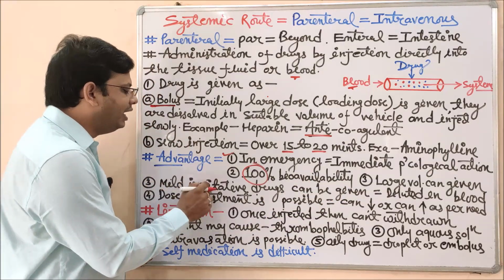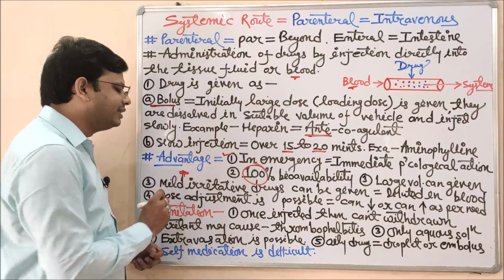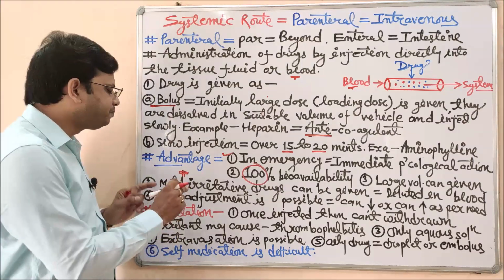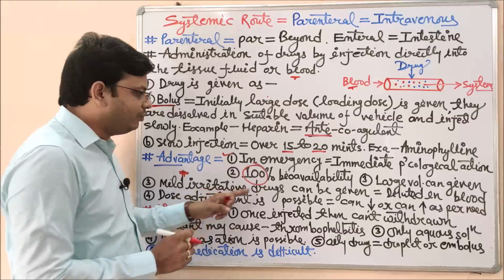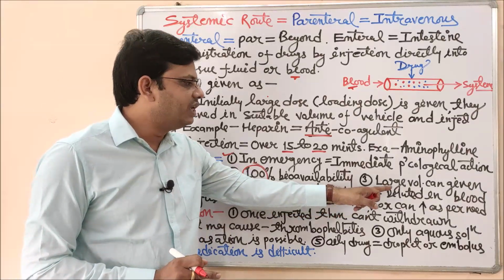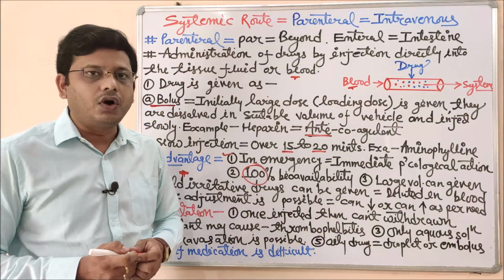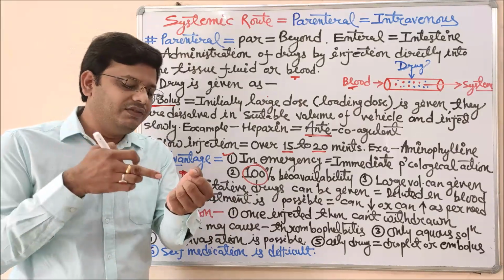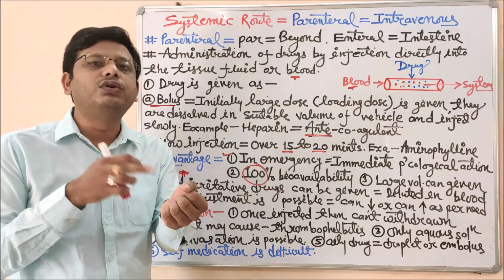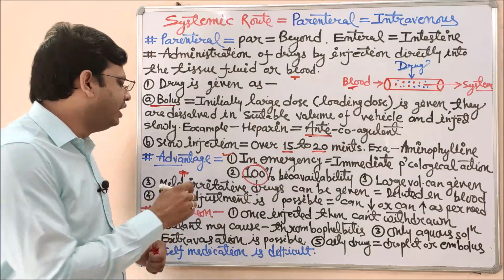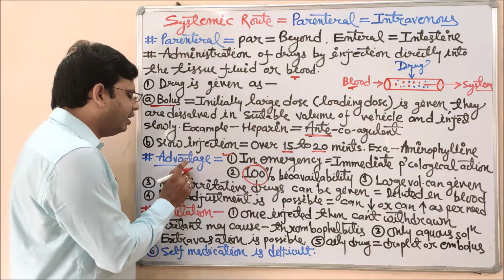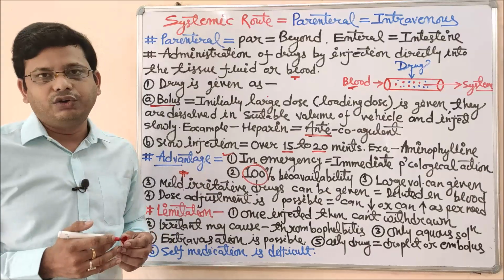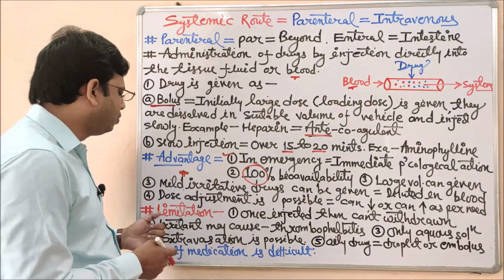Next one, mild irritative drugs. That has to be remembered: not exactly irritative, mild irritative drugs can be given because they will be diluted in the blood. It is not about an exact irritant. After giving into the blood, the blood will dilute that irritant substance and it will be less irritant. Already it is mild, and after some time it will not be an irritative substance. So this can be given via this route of drug administration.